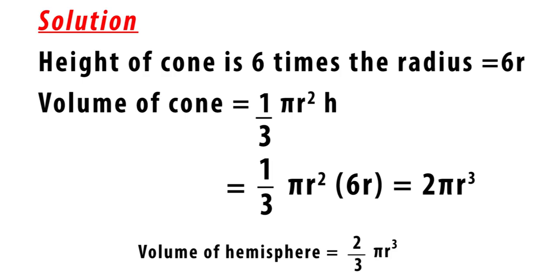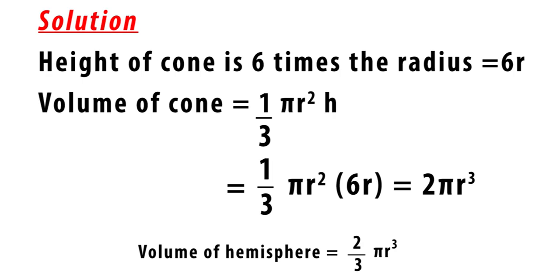Again, we know the volume of the cone to be 1/3 pi r squared h. But you have been given the height to be 6r. So we substitute 6r in place of h. And that will give us 1 over 3 pi r squared multiplied by 6r. When we simplify this, then we have 2 pi r cubed. Also, we know the volume of a hemisphere to be 2 over 3 pi r cubed.